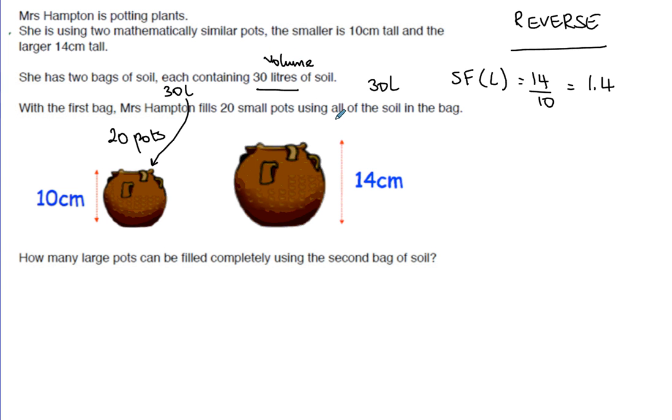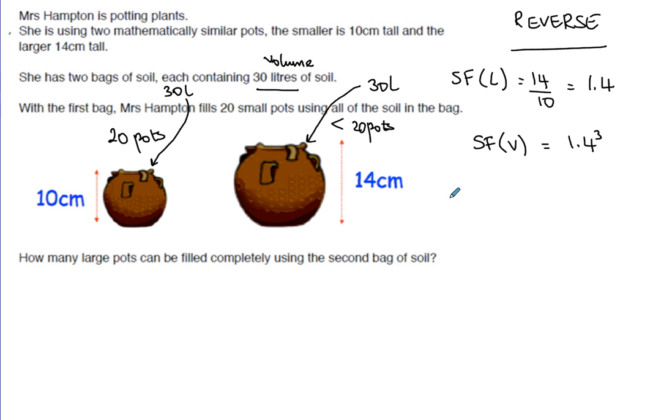of soil. Okay, so if she's filling 20 pots, then if she's got 30 liters in the second bag, then you can tell that she'll be able to actually fill less than 20 pots. Yeah, because it's a bigger pot. Okay, so let's find the scale factor of the volume. So the scale factor of the volume would be 1.4 cubed.